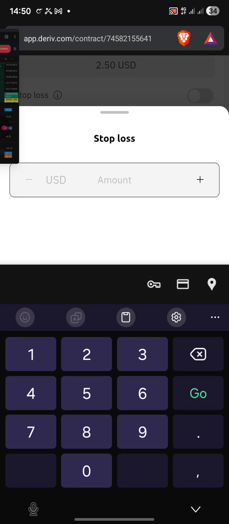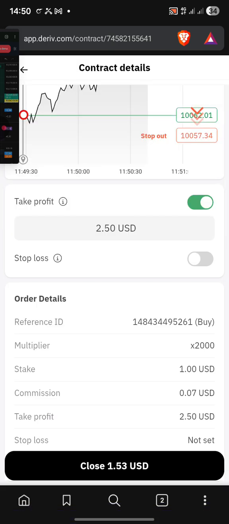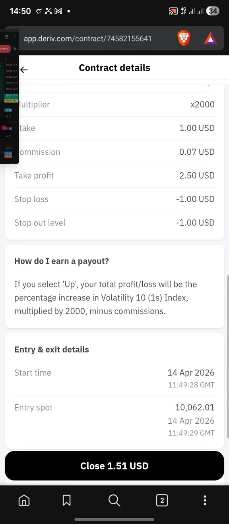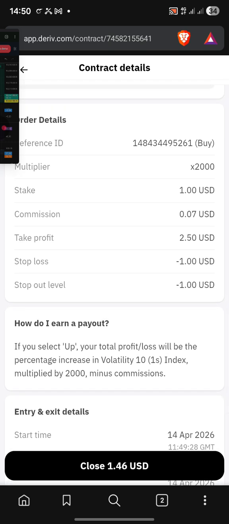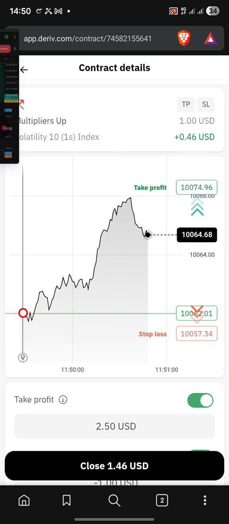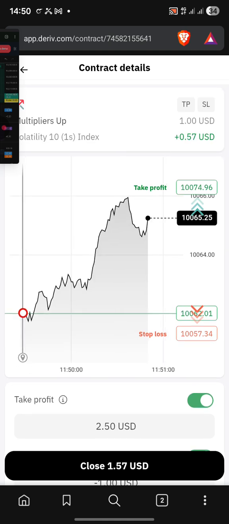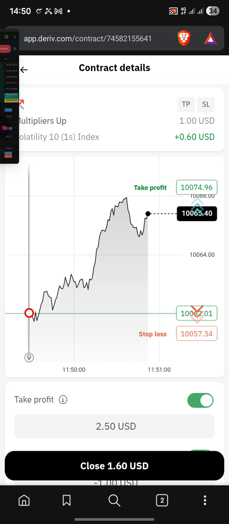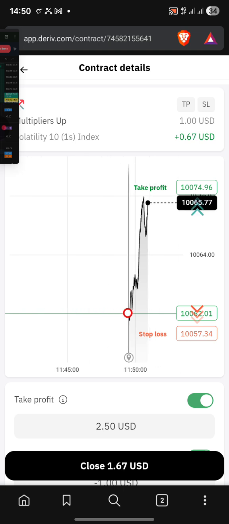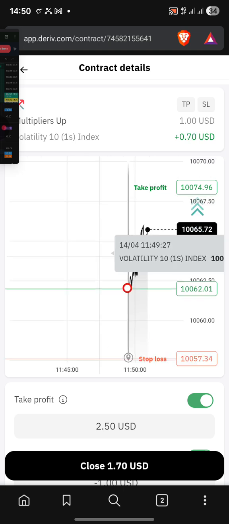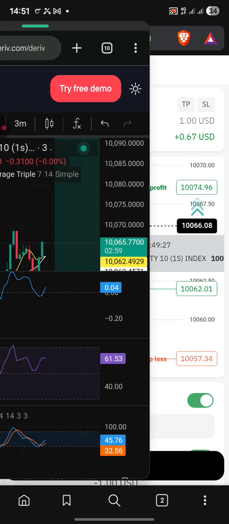Stop loss you can put like the full amount, $1. Either you get or you lose. You can see we are on a profit of 1.46, that is 0.46 USD, and the market is going upward. The market is strong. That's how you can analyze the multiplier market, rise and fall, and I'm sure this market will rise even more than that.